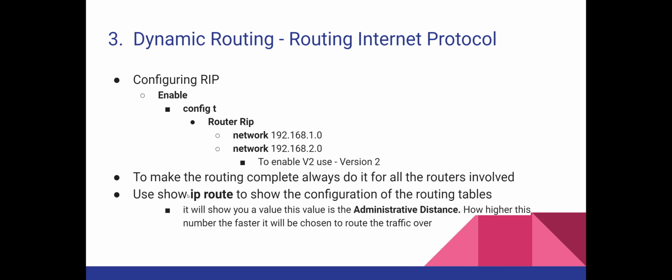IP route will also show you the administrative distance, and this value basically shows you how much effort it is to go over each link. The higher the number, the less likely it is to be chosen. If it's lower, it's more likely to be chosen.